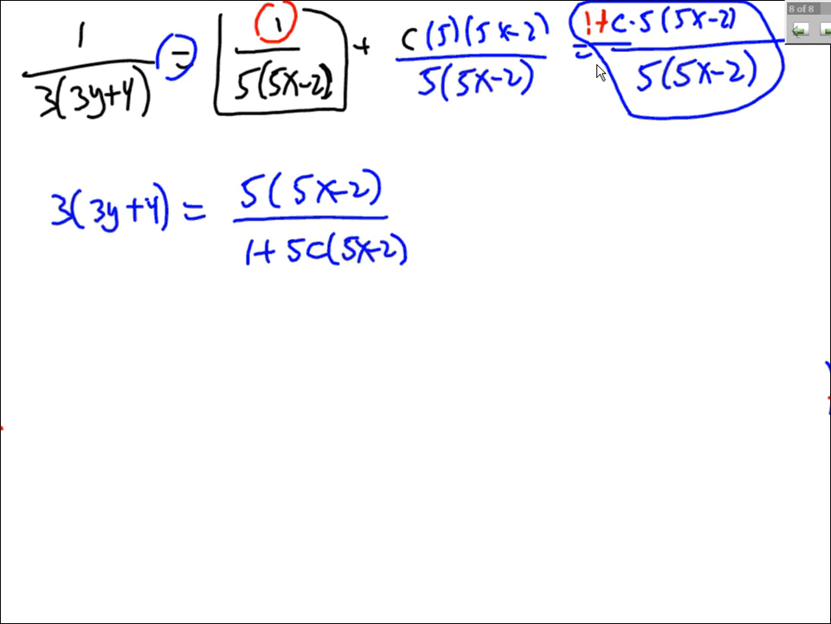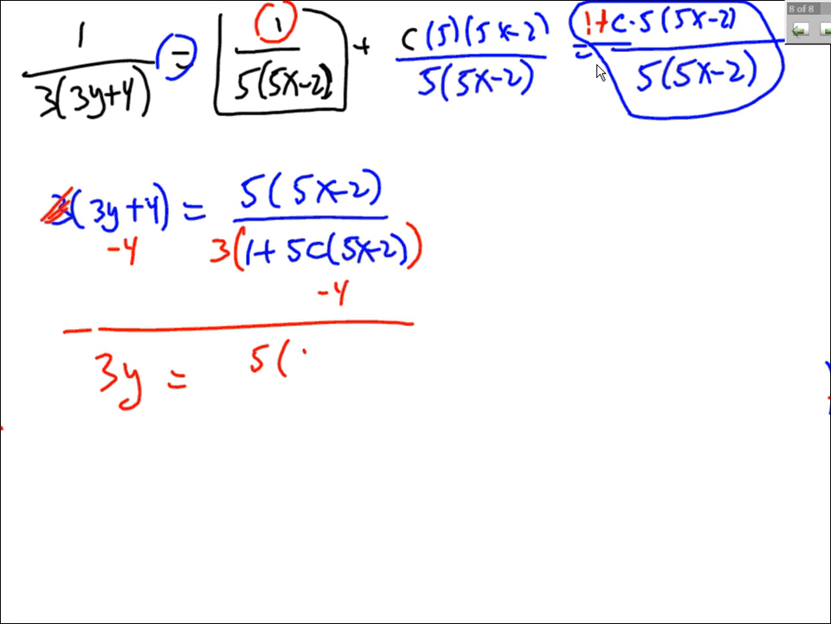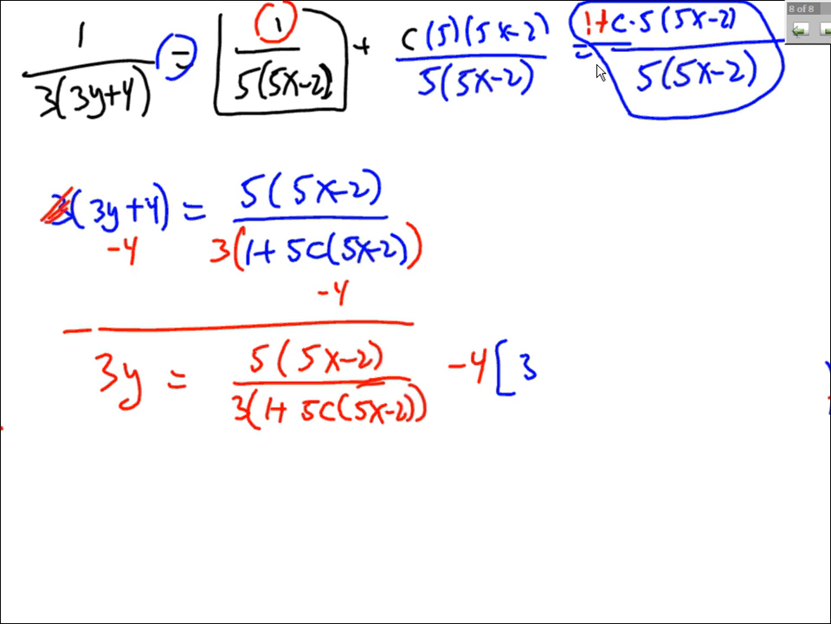Now it's up to you whether or not you want to distribute that 3, because I have every right to cross it out and put it on the bottom there. So now I'm going to take away 4 from both sides. So I have that 3y is 5 times 5x minus 2 over 3 times 1 plus 5c times 5x minus 2, minus 4. Now, if you want, you can put the same denominator.